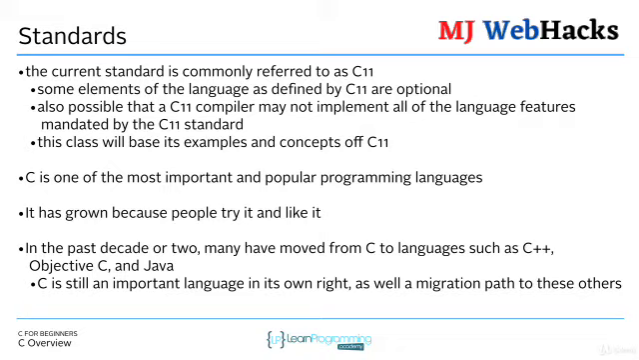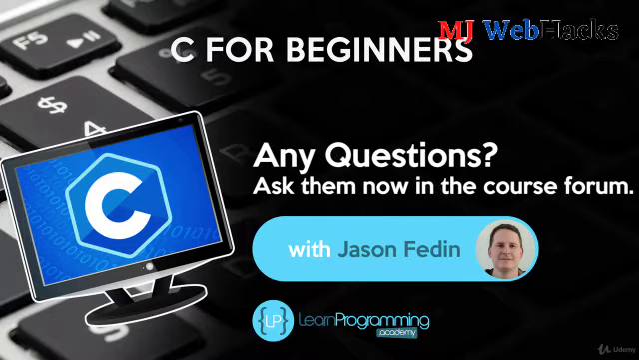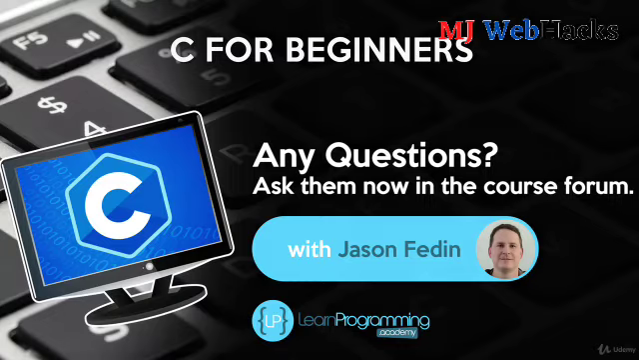In the past decade or two, you may have moved from C to languages such as C++, Objective-C, and Java, but C is still important. And again, I'm beating this to death, but it is important. By learning C, you can easily migrate to these other languages as well. So for all these reasons, this is why you want to learn C. A basic introduction, a little bit about the standards, a little bit about the history, and now we'll dive into more details of the programming language.